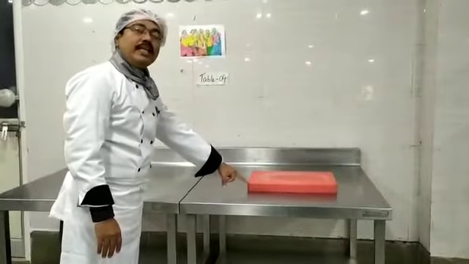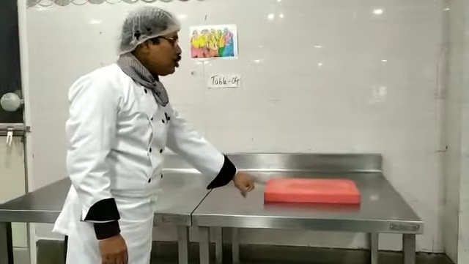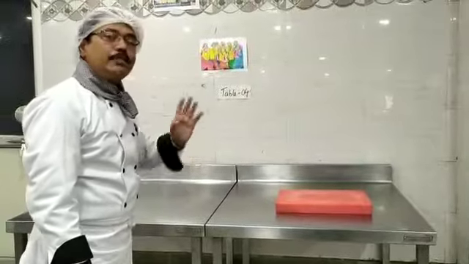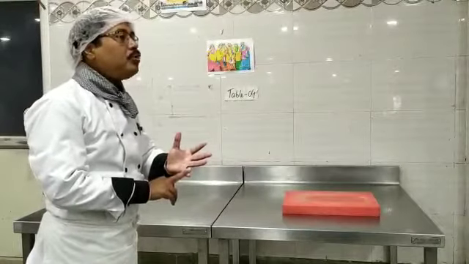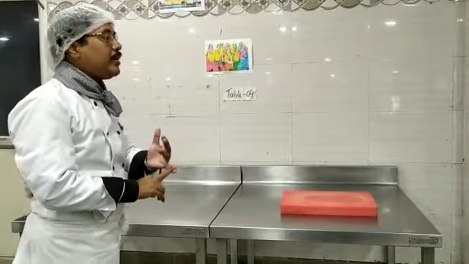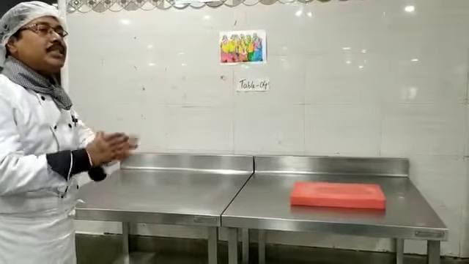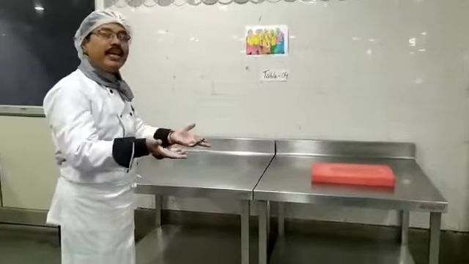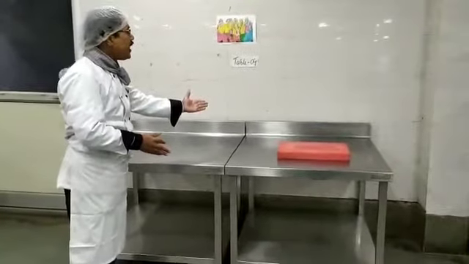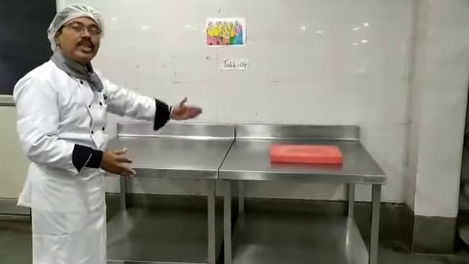So you can see the red color of the chopping board, which indicates that in this particular section we make use of items such as fish, mutton, chicken, etc. They are cutting, they are dressing, they are piece making, etc. All these things are done here. This place is called the butchery section.